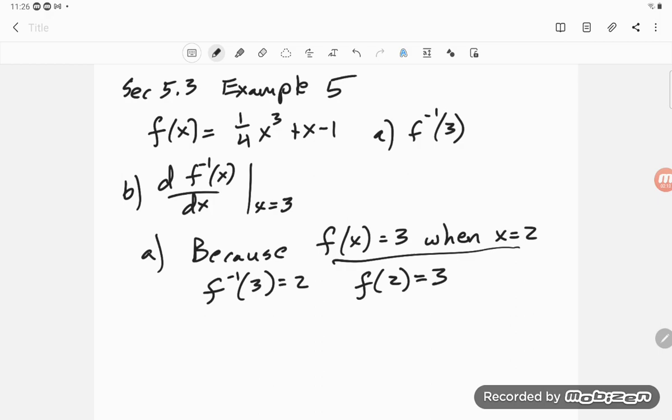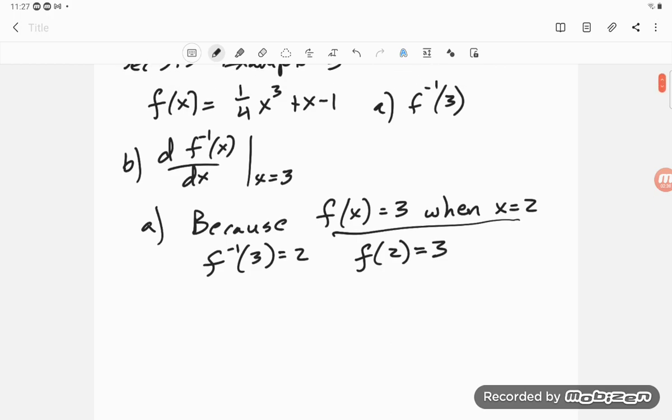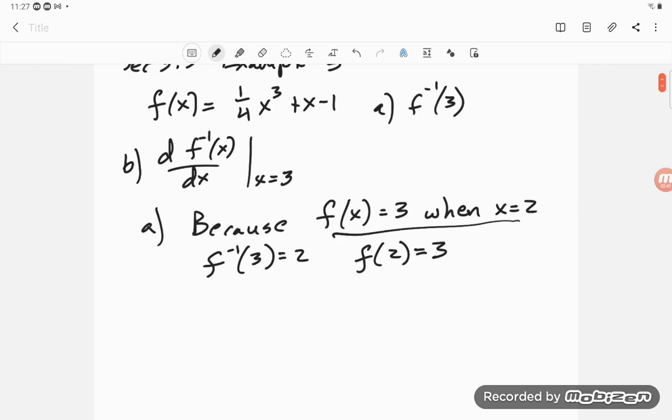Now, here's my issue. How did we know that? They just say, well, because that's true, right? How did we know that? I didn't know that. And so I suppose we could do things like graph this thing. We could go to technology and solve it. We could do some algebra, right?